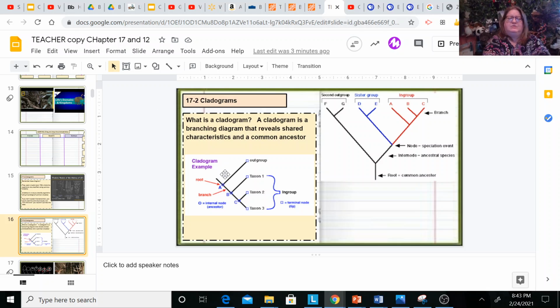But bottom line, what they both have is a root or the bottom. Think of it like a trunk. And then what you see is that the lines diverge. Now, as the lines diverge, that represents a speciation event. And where you see a branching, that's called a node. That would represent that population diverging into two species. And so we would have that ancestral species.